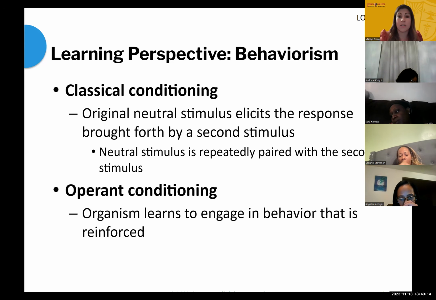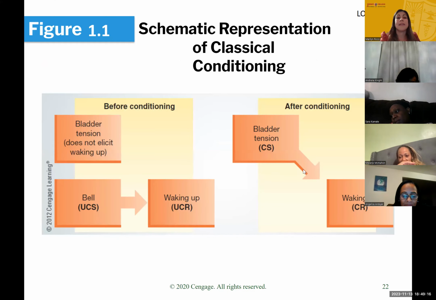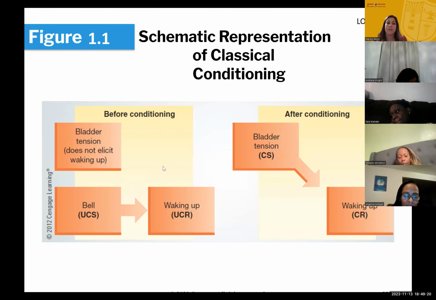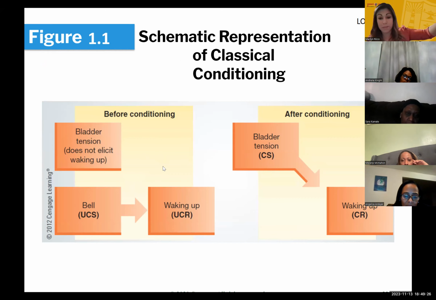That's what operant conditioning is. So this is kind of a little chart that they gave you. The example I gave you with the bladder tension, this is another example, but the example I gave you with the dog and the bell is a better example. This is the before conditioning and the after conditioning. In the before, it says bladder tension does not elicit waking up, but then they use the bell and then it makes you wake up.